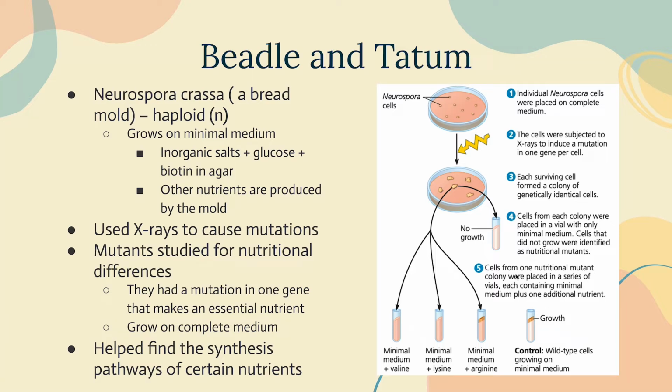So this helped find the synthesis pathways of certain nutrients later. So if you look here, there's a mutant that can't grow on minimal medium plus valine, can't grow on minimal medium plus lysine, but it can grow on minimal medium plus arginine, which shows that it's lacking the ability to make arginine. So that's what it was needing, and the wild type would obviously just grow on minimal medium.